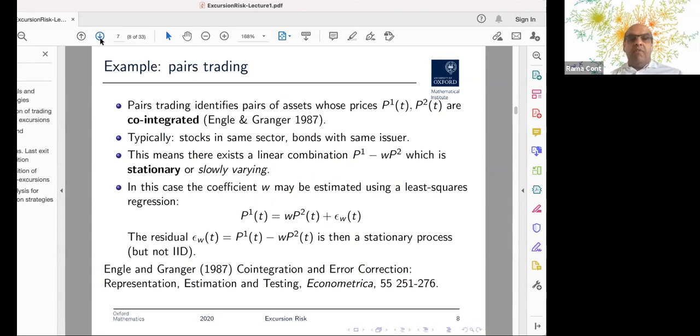Now, let me give an example which is more explicit. So let's take one of these examples, pairs trading, which is a very well studied topic in quantitative finance. There are books about this, there are many papers about this, mostly practitioner papers. This is a very widely used strategy. So what is pairs trading? Well, the starting point is you identify pairs of assets.